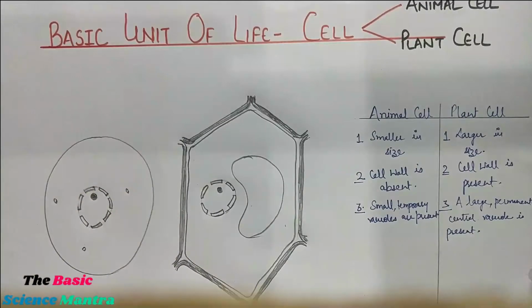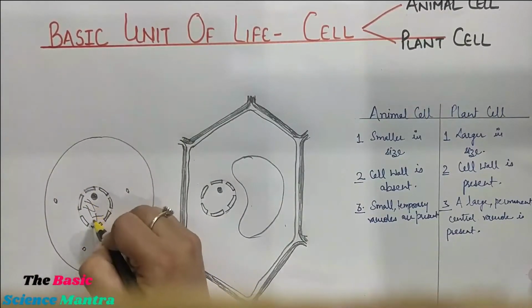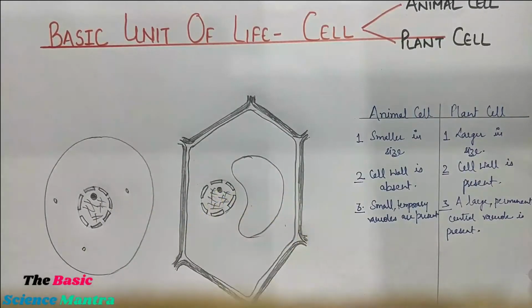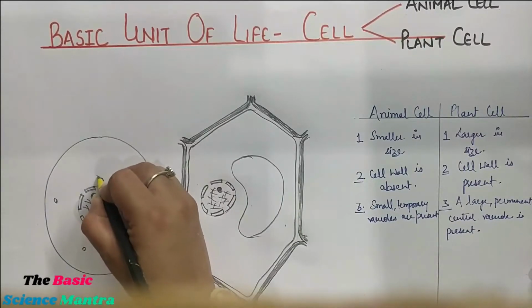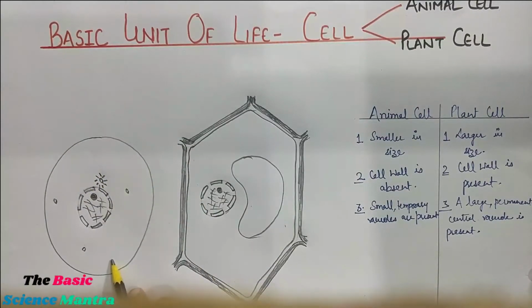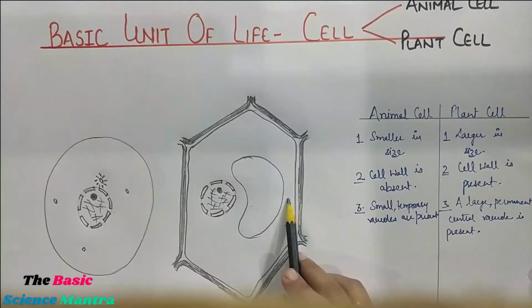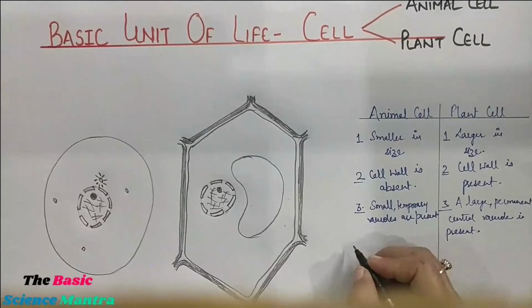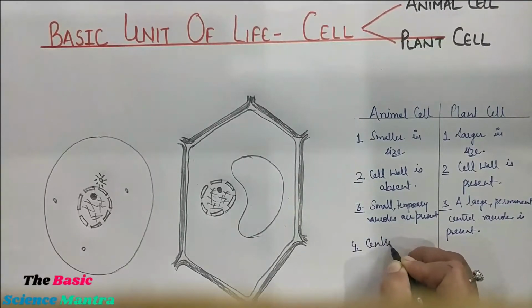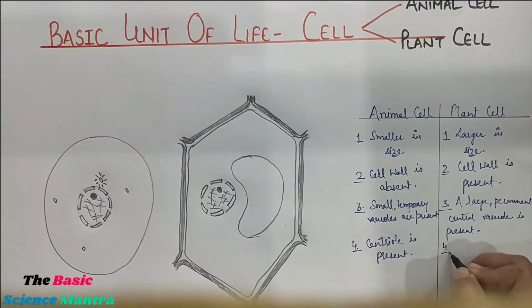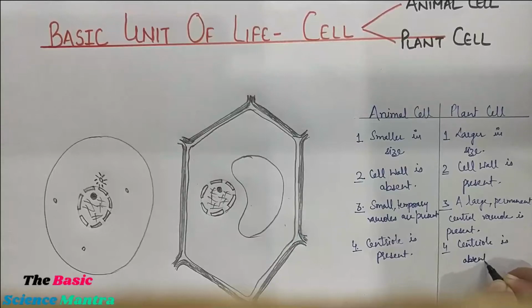Now coming to the fourth difference, before it I'll draw the thread-like structure that is called chromatin, the genetic material. The fourth difference is the presence of centrosome or centriole. It is present only in animal cell and absent in plant cell. So let's write the fourth difference. Centriole is present and centriole is absent.